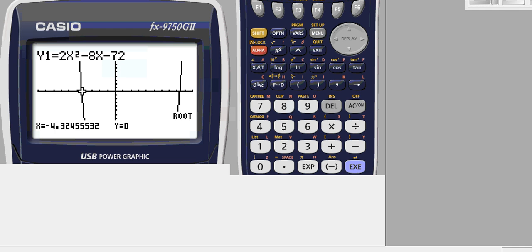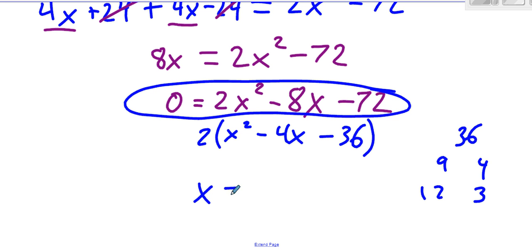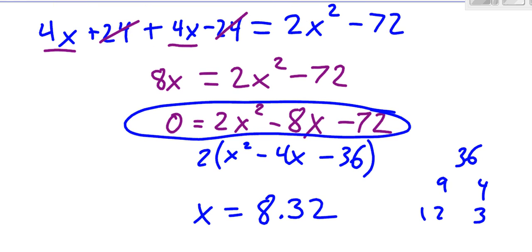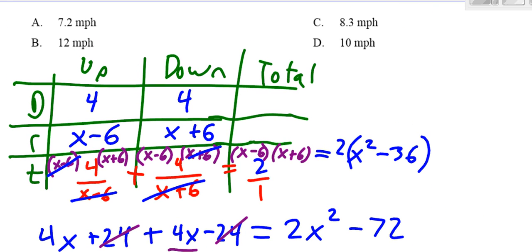We don't want the negative one because these are times. We don't care about, or no, this is a speed. We don't care about a negative speed. We care about the positive speed. 8.32. And that's our speed of the boat. That was our rate right here. 8.3. You can't have a negative rate. We're not going to be going negative miles per hour.